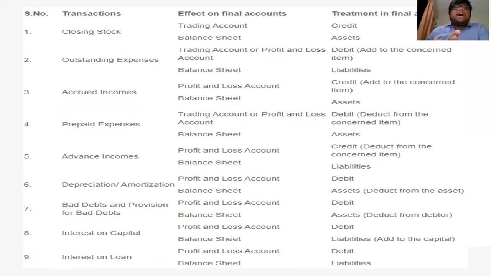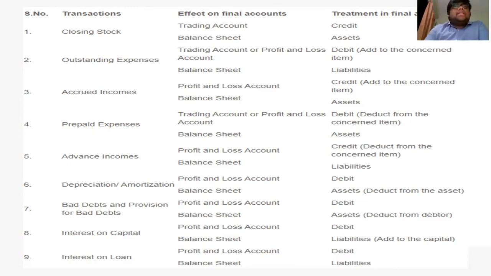Now the second one is the outstanding expenses. Outstanding expenses are those expenses incurred but not yet paid. So they are the liabilities of the business. These are shown on the liability side of the balance sheet and added to the concerned item on the debit side of the trading or profit or loss account.